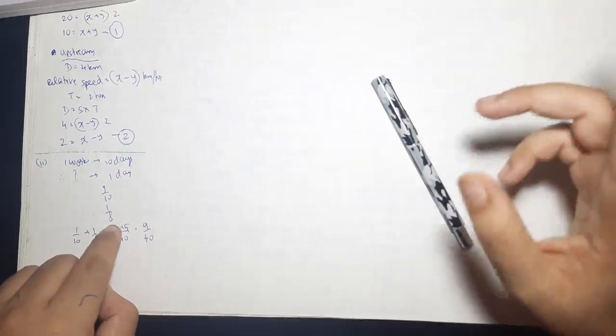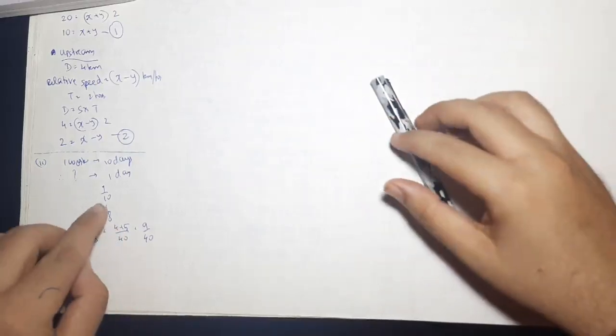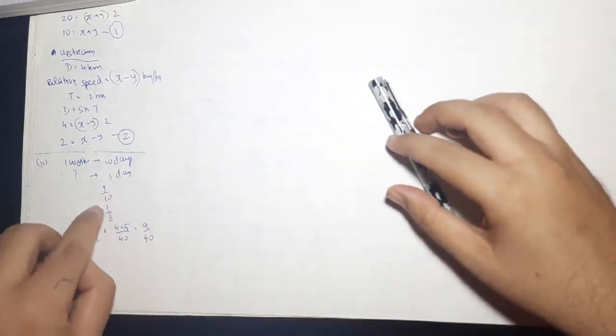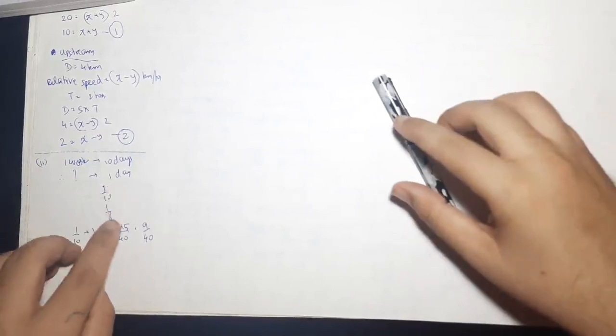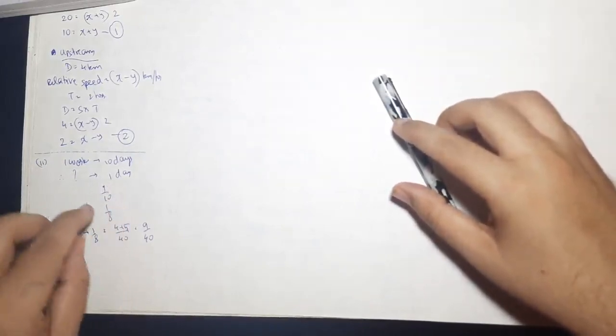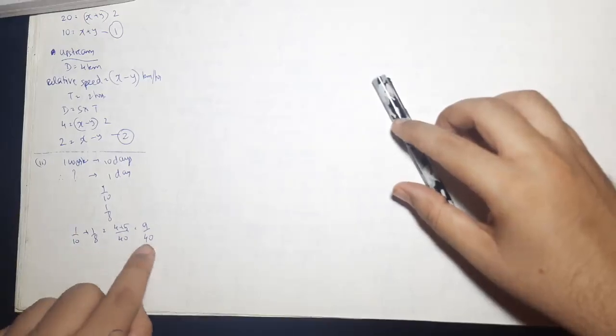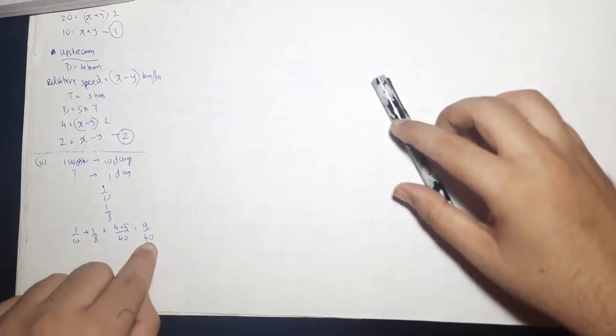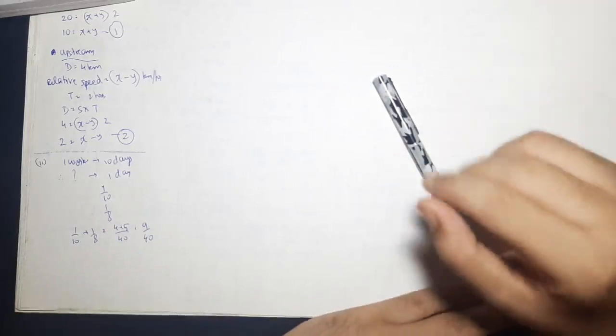They both are now working together. This is the one day work of the first worker, and this is the one day work of the second worker. You add them, and you get 9 by 40. What is this 9 by 40? This is the one day work of the combined effort.